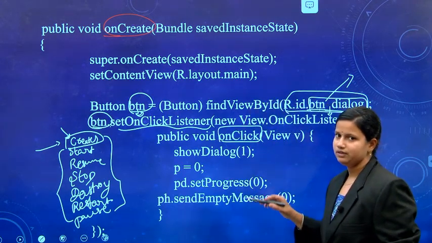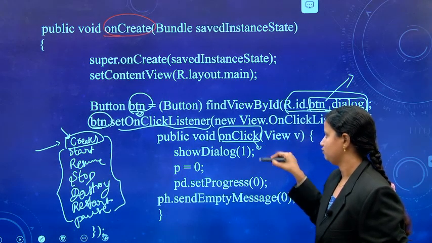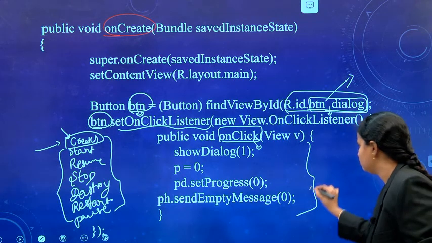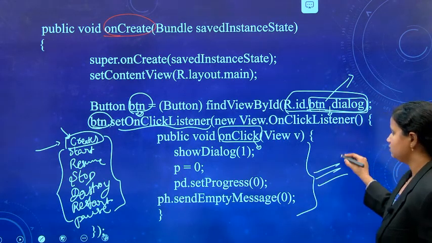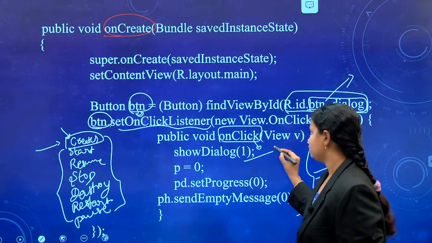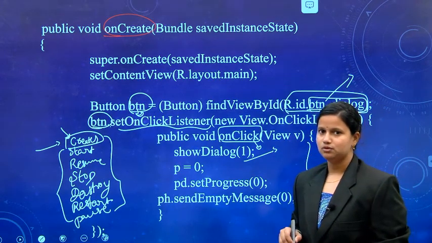So, whenever the on click property is invoked, in this on click we have to write the corresponding code. What is the action we have to perform? The first one is show dialog of 1. Show dialog of 1.